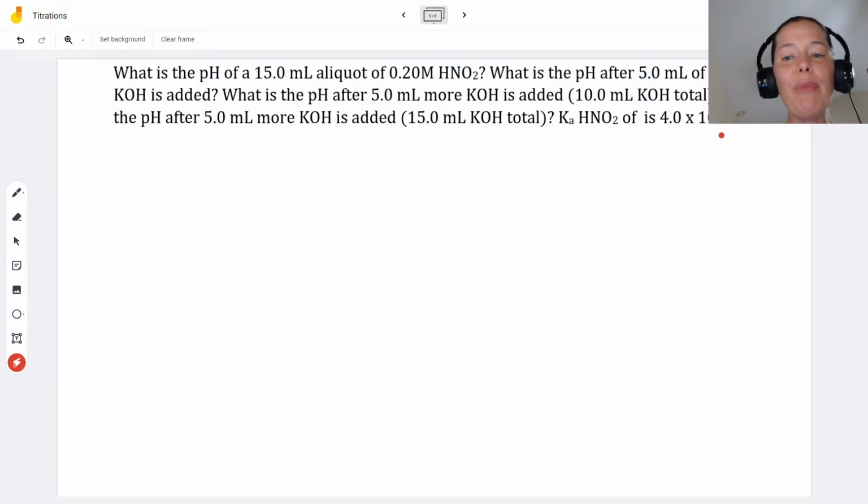Okay, but we're going to do the same thing. So we're still starting with a 15 milliliter aliquot. We want to know the pH initially.